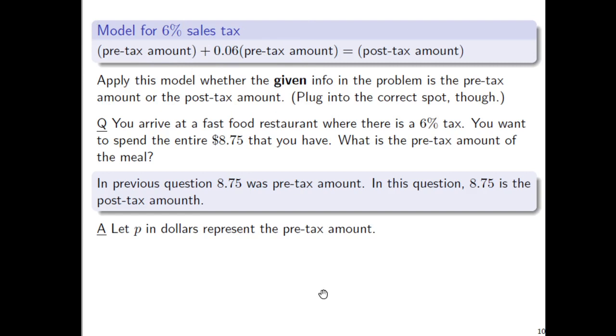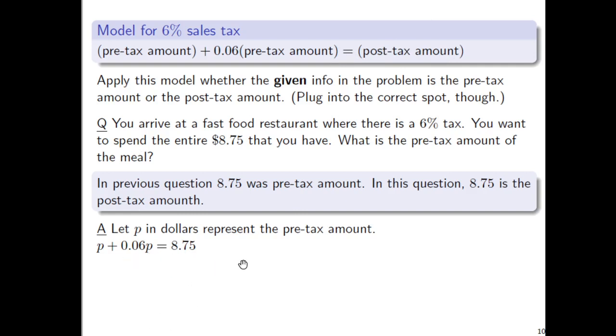So let's create a variable. Since we don't know what it is, P in dollars will be the pre-tax amount. And so following this model, pre-tax amount, we don't know, P, plus 0.06 times, copy that, pre-tax amount, again, we don't know, that's why we have a variable, equals 8.75. In this new question, unlike the previous question, that is the post-tax amount. So that's plugged in right after the equal sign.